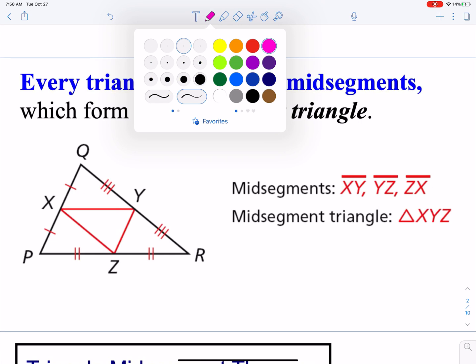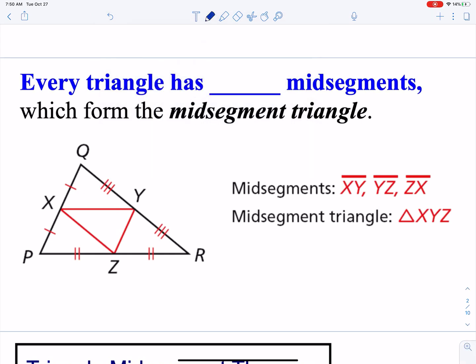Now, every triangle has three midsegments, which form the midsegment triangle. So in our diagram, segment XY, segment YZ, and segment XZ are all midsegments. They form the midsegment triangle XYZ.